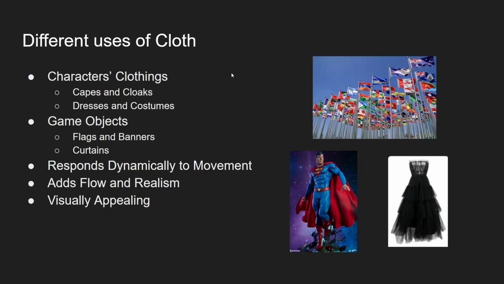Moving on to different uses of cloth. Cloth can be used to create character clothings, game objects. So as for character clothing, you have capes and costumes, and also cloaks that can be used for characters. And for game objects, you have flags and banners that can be found in games as well. And all these game objects and clothing have to respond dynamically to movement and other external factors. This is because we want to add flow and realism to the game and the simulation, which will be more visually appealing.